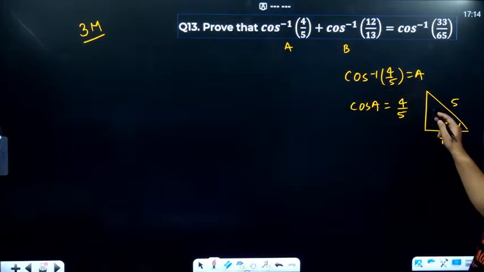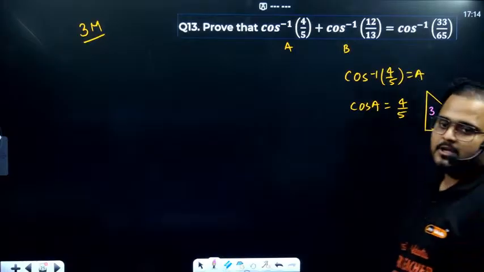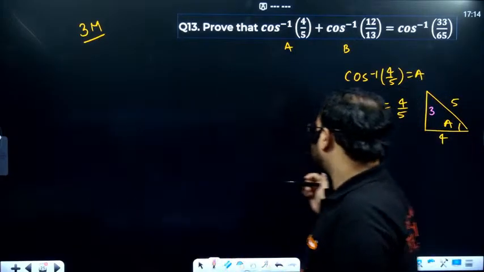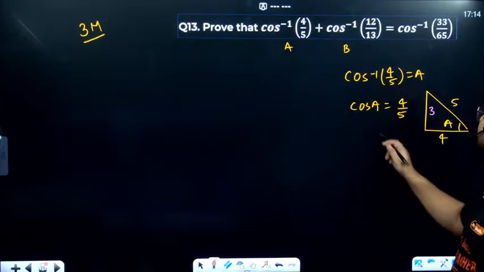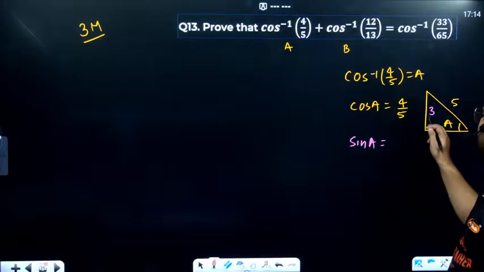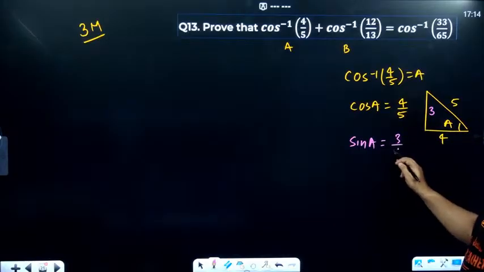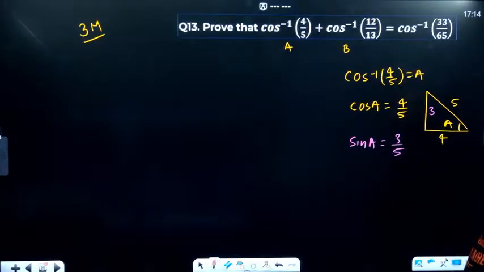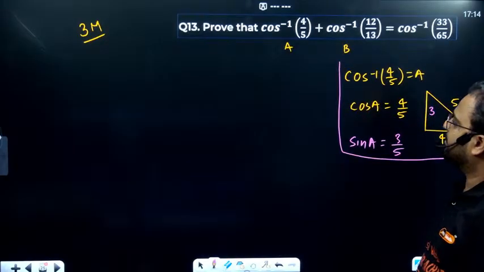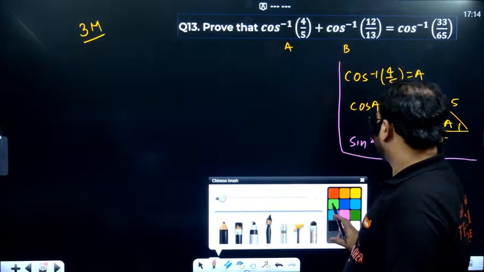And we know the Pythagoras theorem, so this will automatically become 3. 3, 4, 5 is a Pythagorean triplet. Okay? This becomes 3. In that case, what happens over here? Your sine A clearly becomes opposite by hypotenuse. So 3 by 5. Okay? This is for the first part, guys.